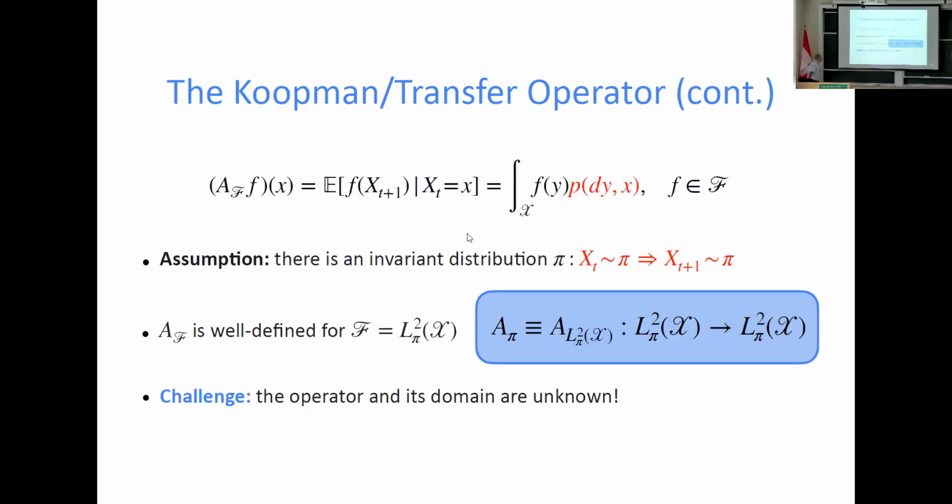So we will consider throughout the talk stochastic dynamical systems which have an invariant distribution. Okay, so they are defined here.